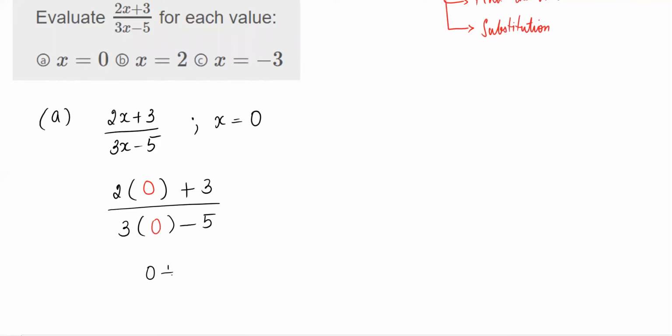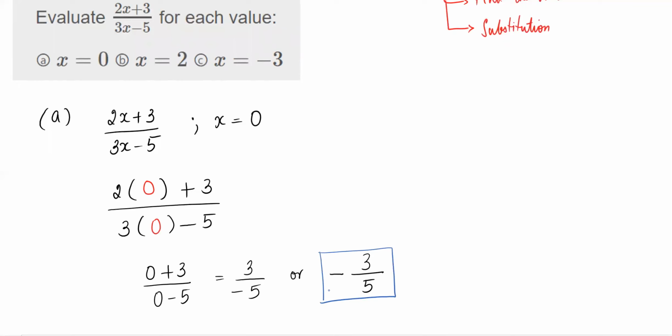So 2 times 0 is 0. 3 times 0 is 0. 0 minus 5. This simply reduces to 3 over -5. You know how we usually like to write with a negative in the middle? In the middle or on the top? But I think with your online exercises, putting them in the middle is the way they want you to do. So that's your expression that's evaluated. So your expression is evaluated to give a number, right? We found the value. This is the value when x equals 0. Okay. We're going to find similarly for parts B and C.